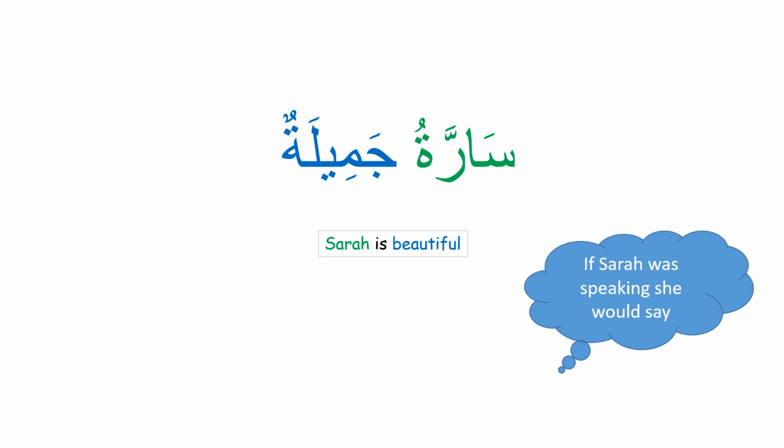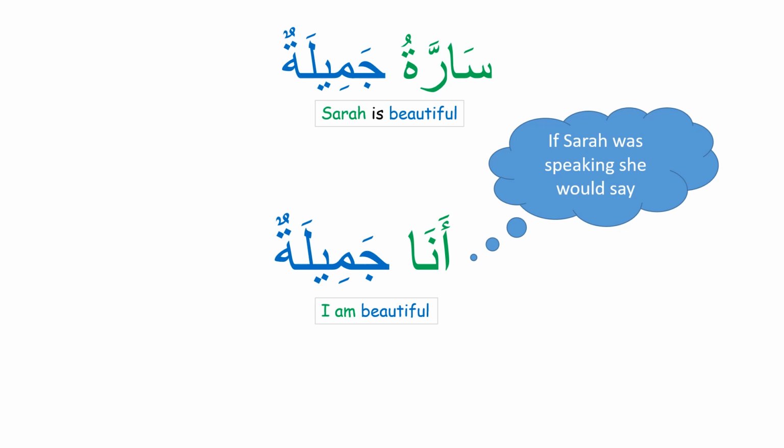Moving on to the second example, just like the first one, let's suppose that Sarah is describing herself. She would say, أنا جميلة. Well done. أنا جميلة. Couldn't be easier, isn't it? So أنا is used regardless of the gender of the person speaking. That's it for ضمير المتكلم.